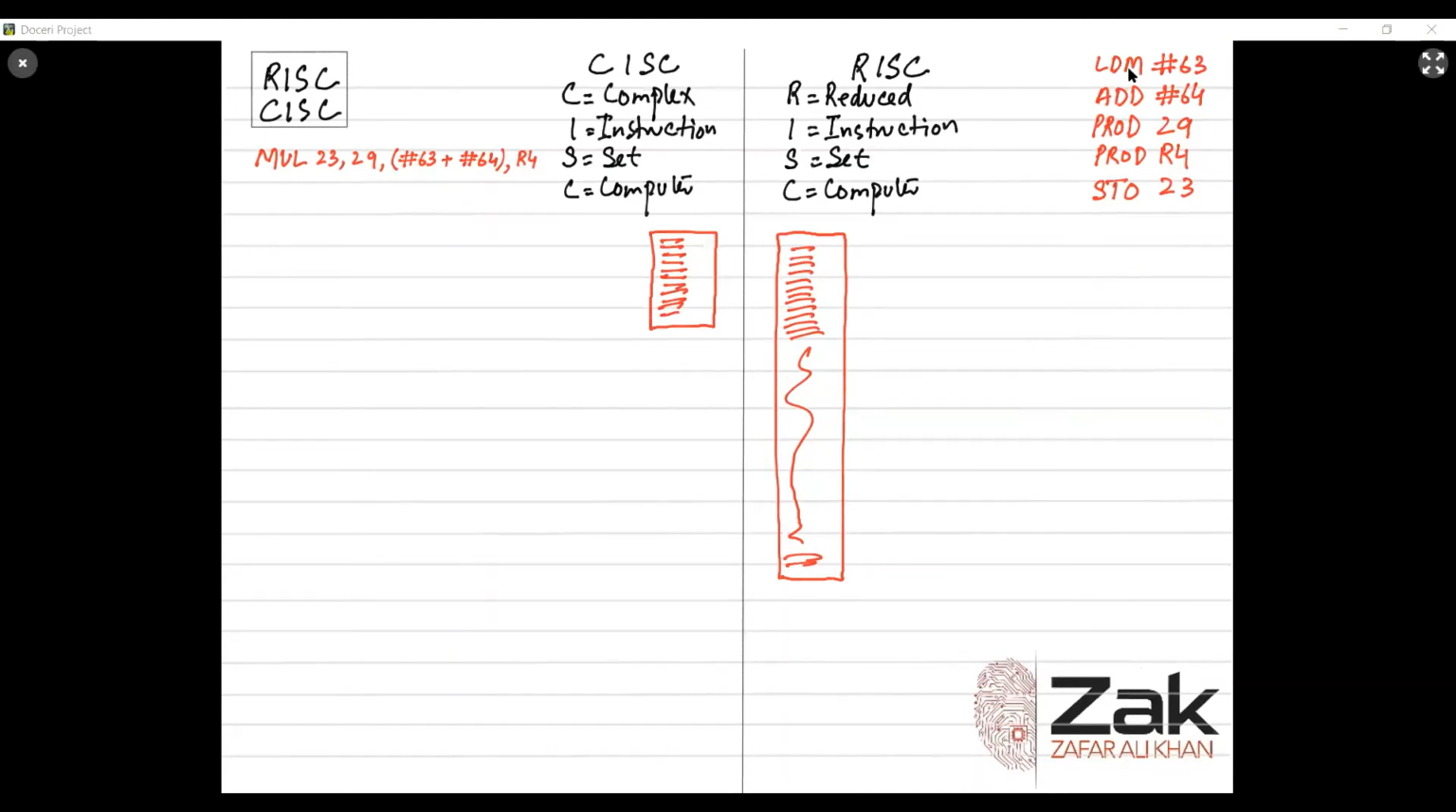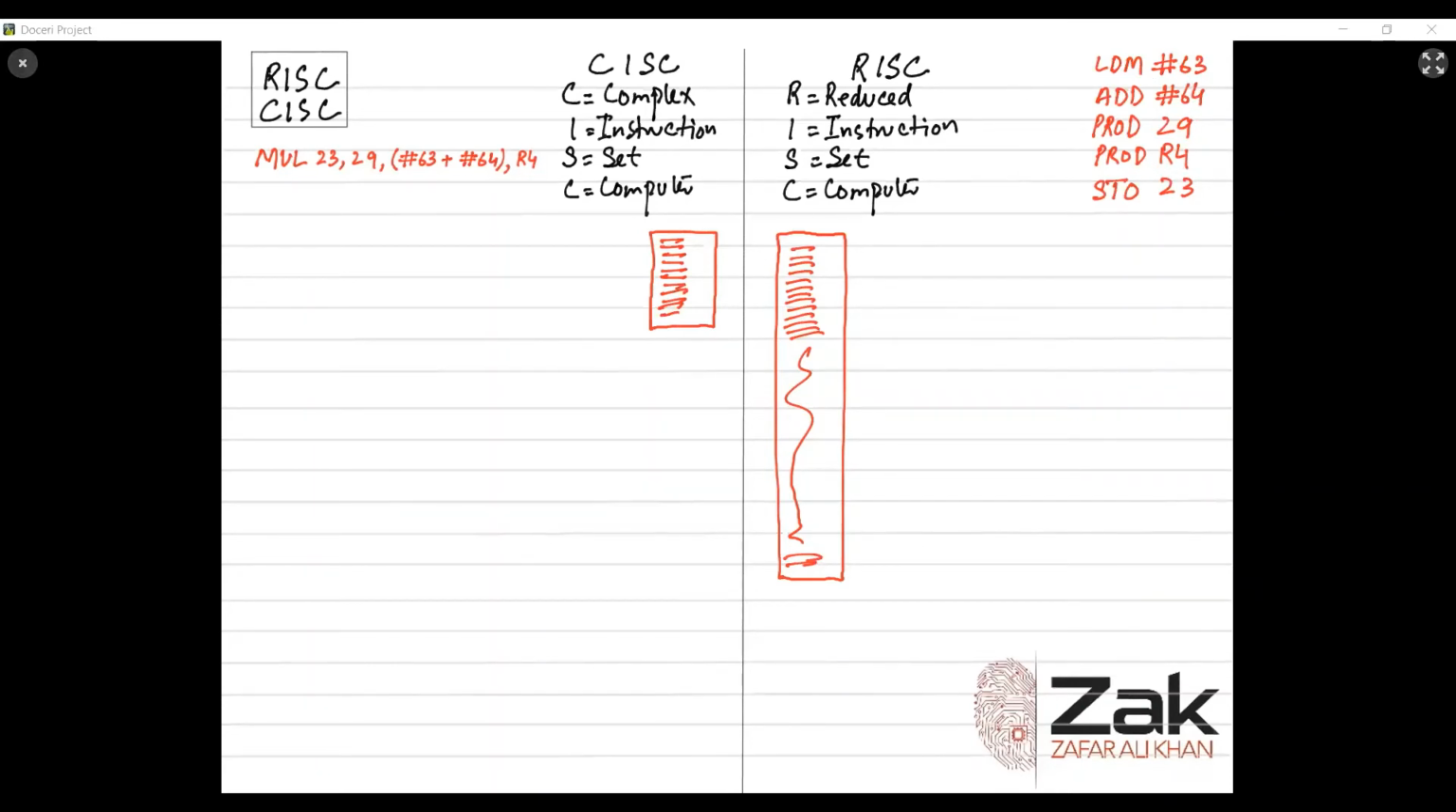This is LDM. Load immediate 63. So 63 is being loaded. Then you added 64 to it. This is immediate. We are not referring to any memory. Then product 29. Product means that whatever is present at the address 29 will be multiplied with whatever is in the accumulator. And what would be in the accumulator? The addition of 63 and 64.